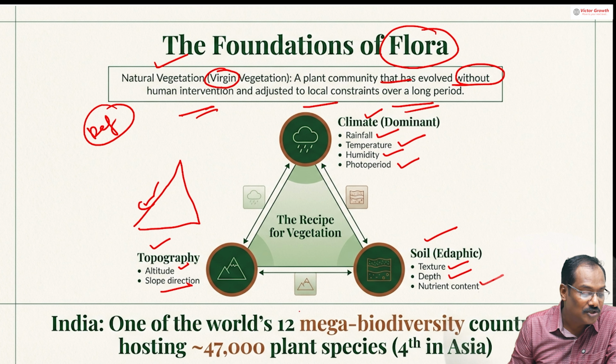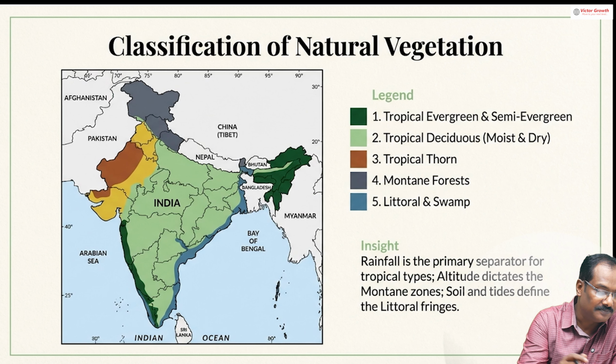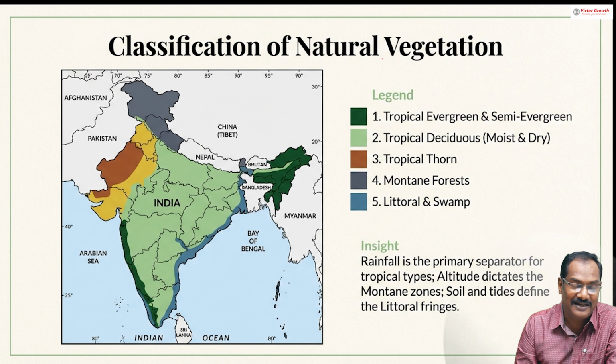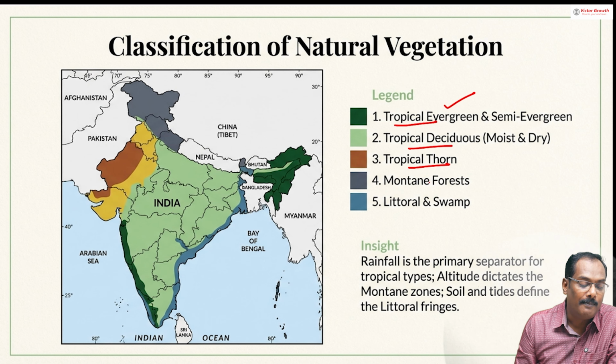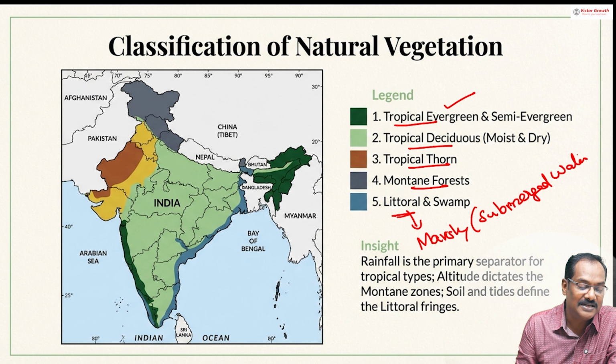India is one of the world's 12 mega diversity countries. Please write that down. It hosts 47,000 plant species and is fourth in Asia. So what is the classification? The main classification is this: tropical evergreen, tropical deciduous, tropical thorn, mountain forest, and littoral. Littoral means it is in marshy land. Marshy means submerged water, and that is a littoral swamp.